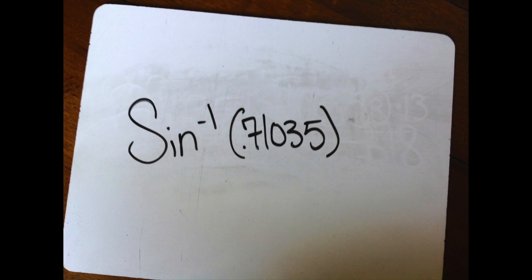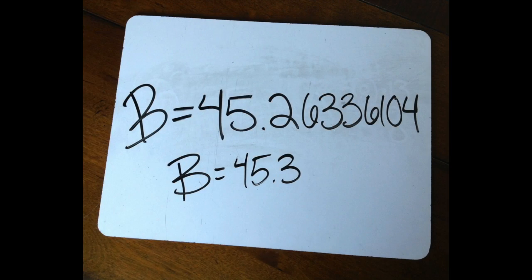Instead of dividing by sine, we're going to multiply the unit by inverse sine, or arcsine, or sine -1. So in this case, we'll have arcsine times 0.71035. Arcsine, inverse sine, and sine -1 are all synonymous and are used instead of dividing by sine. Once you multiply by arcsine, you find that angle B is equal to 45.26336104 if you go into very specific decimals, or 45.3 degrees.